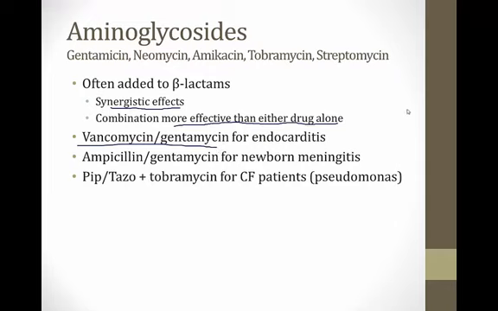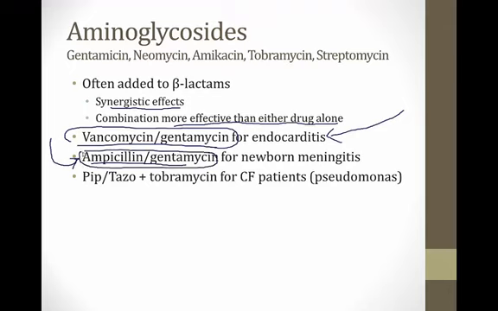Part of the reason is because this will cover Enterococcus, and Enterococcus is a rare cause of endocarditis, and it's difficult to treat, but this regimen works for it. Ampicillin and gentamicin are often given to newborn babies with meningitis because one of the potential agents for newborn meningitis is Listeria, and ampicillin covers that well, and this combination works well for many of the meningitis bacteria.